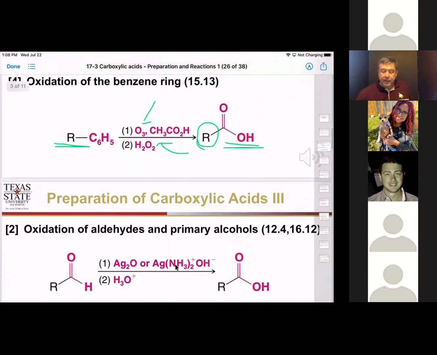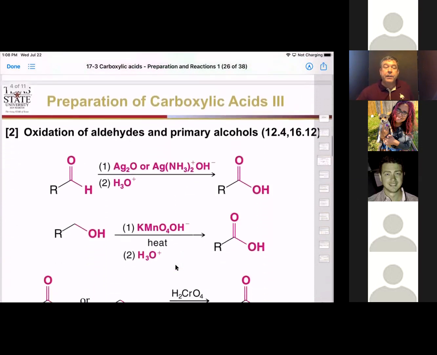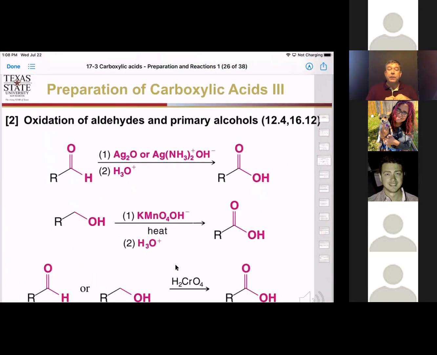So, just like in the last chapter, we talked about one reagent we can use to oxidize aldehydes using a very mild reagent, the silver +1 reagent. The silver +1 reagent will oxidize all aldehydes down to carboxylic acids. And that's one way to do it. We learned that at the end of the last chapter.